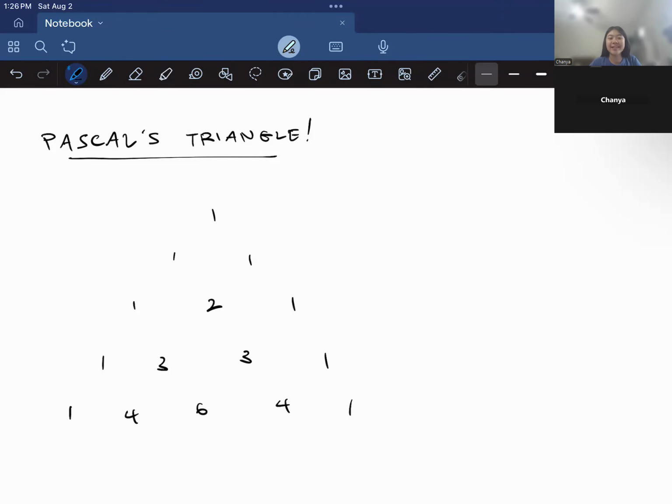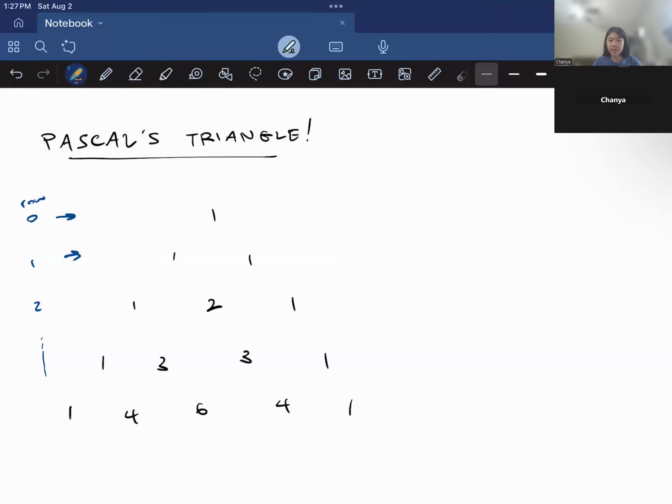I'm Chanya and I'm going to be teaching you cool things about Pascal's triangle. So basically, if you don't know, Pascal's triangle is something that looks like this, where this row is row 0, and this goes row 1, row 2, all the way down, right? And Pascal's triangle keeps going on down. And the way it works is that each number is the sum of the two numbers above it.